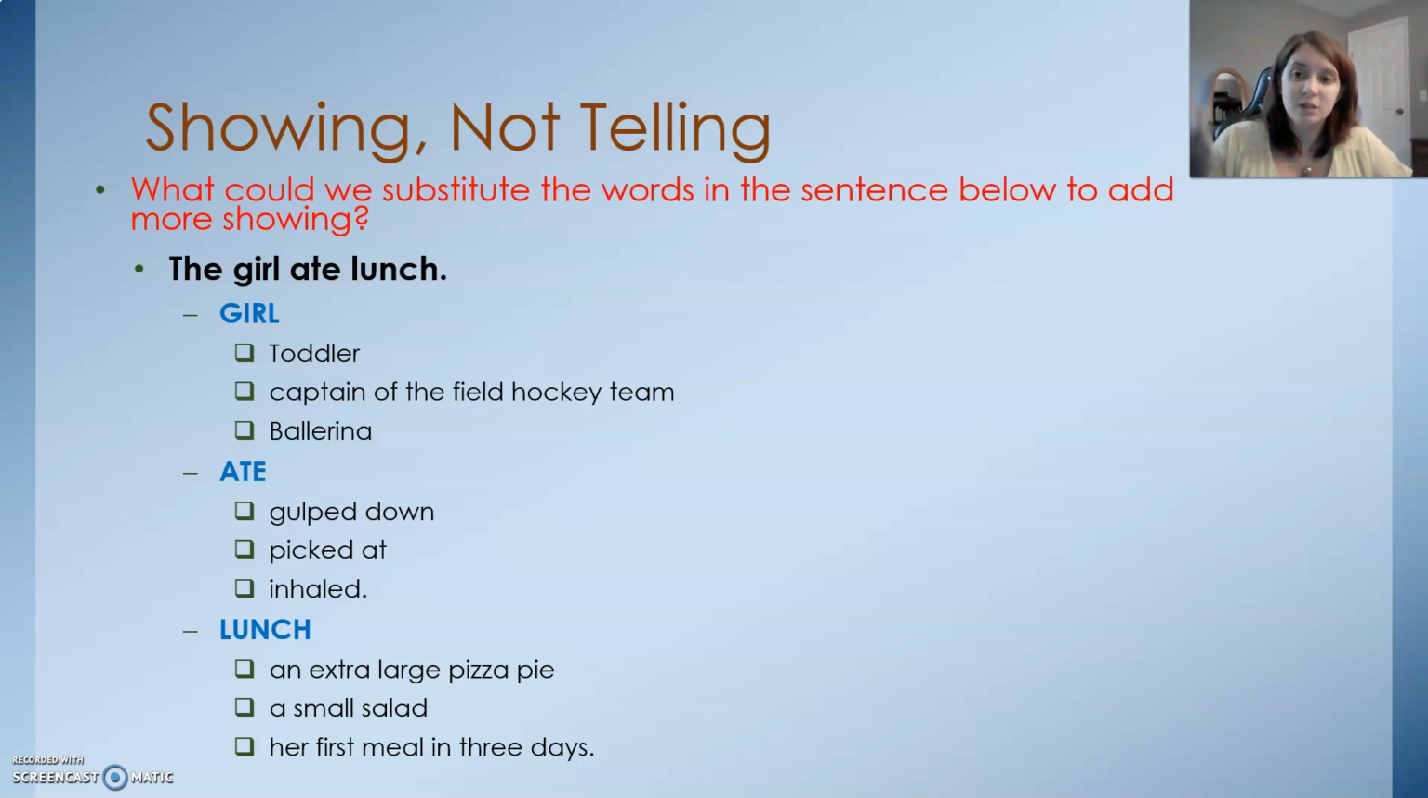So the original sentence we had is, the girl ate lunch. Well, let's choose a word from each of these and see how it changes the sentence. The toddler gulped down an extra large pizza pie. Now my image has completely changed from my original sentence because now I'm seeing this little thing just shoveling this extra large pizza pie in their mouth. That's way more of a mental image than just the girl ate lunch. That one's very basic. So when you're writing your personal narratives, it's really important to think about how we can expand that and really have the reader think further and get a better mental image.